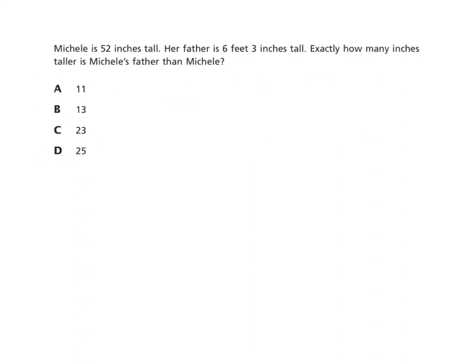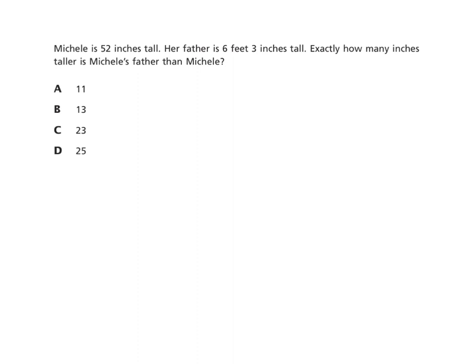Michelle is 52 inches tall. Her father is 6 feet 3 inches tall. Exactly how many inches taller is Michelle's father than Michelle? Well, things are fairly simple here, but the one complication is we want the answer in inches. We have Michelle's measurement in inches, but we have Dad's measurement in feet and inches. So we're going to have to take that and make a conversion.